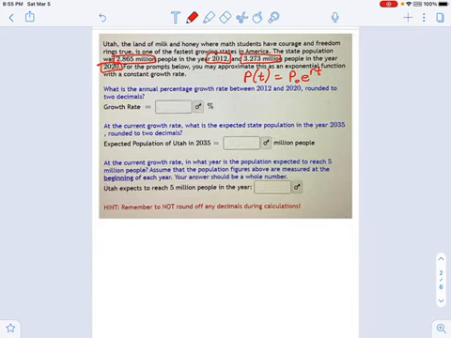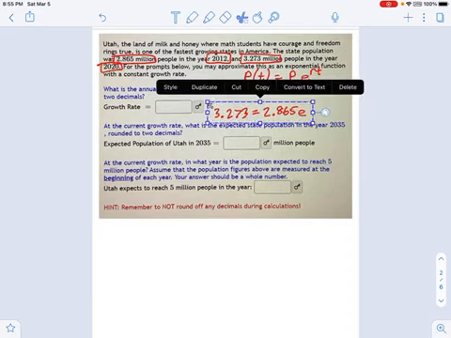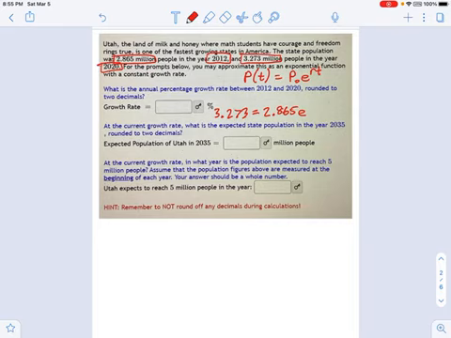One of them is the final population in 2020. That is 3.273. Another thing we're given is P initial. That is 2.865. Okay, you have E. That's just E on your calculator. And then we have R. That's what we want. So that's my variable.